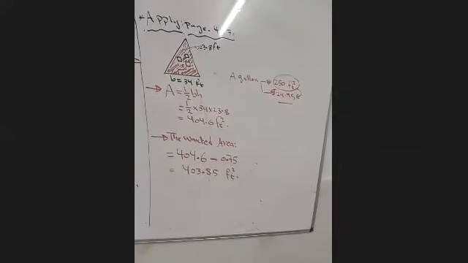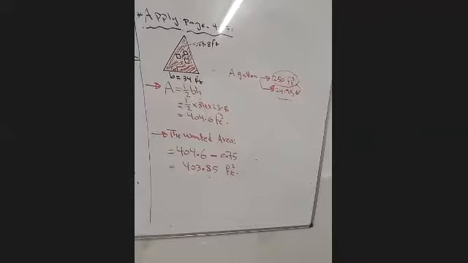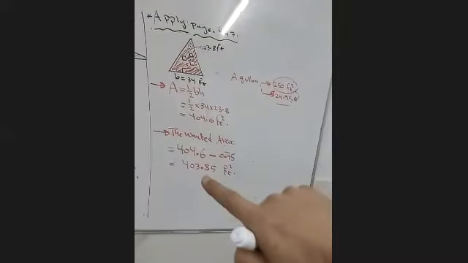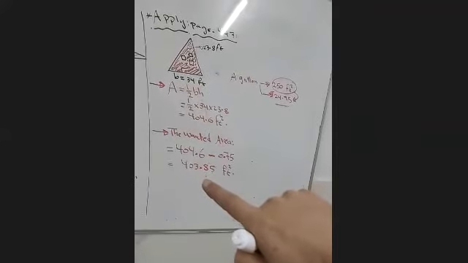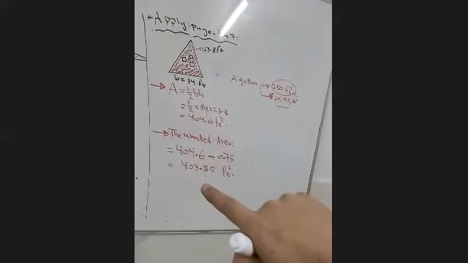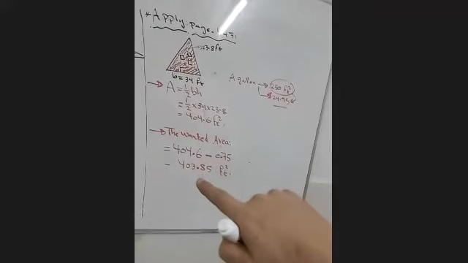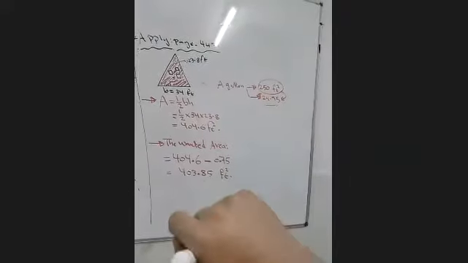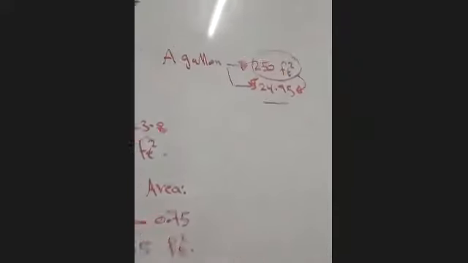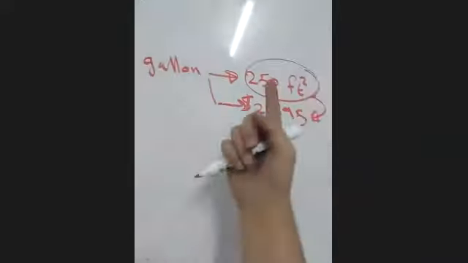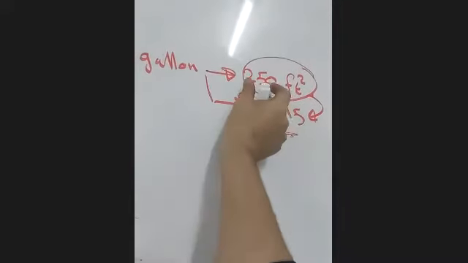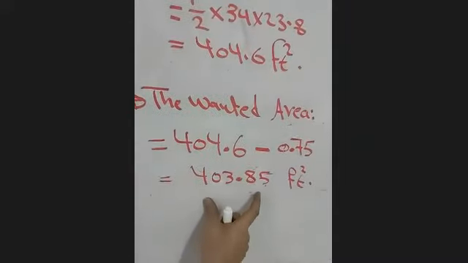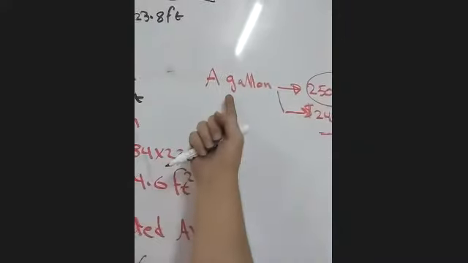250 divide by 403.85. No, 403.85 divided by 250. It means I need to know how many 250s are in the wanted area, because each 250 needs 1 gallon.